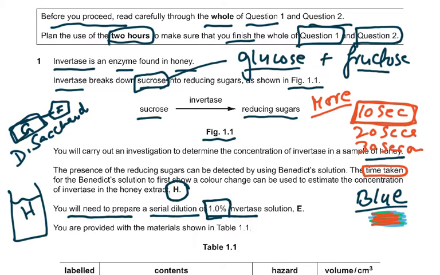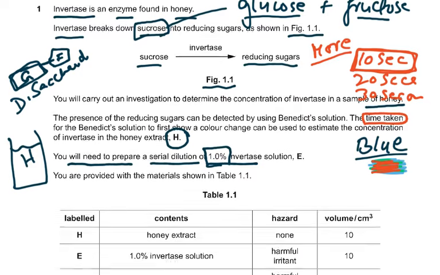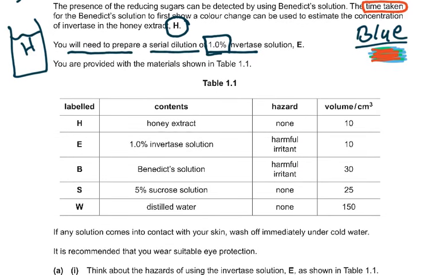You are provided with the material shown in table 1.1. Okay, now we look at table 1.1, what is shown to us. Now when we scroll down the page, we look at table 1.1, and table 1.1 is what? H is the honey extract which we made. There's no hazard. And look at the volume given to you, 10 cm cube. This must have been instructed by Cambridge to give you this amount. E is the 1%. So the beaker labeled E is the 1% invertase.